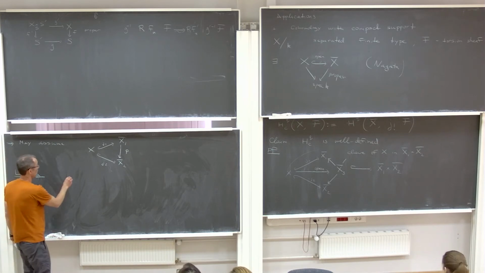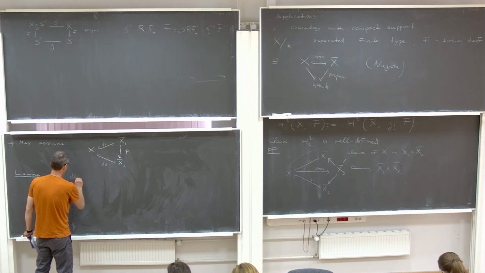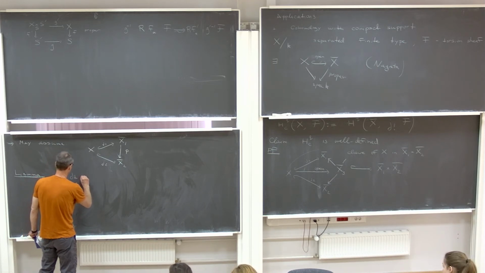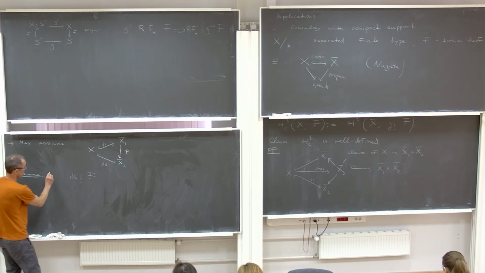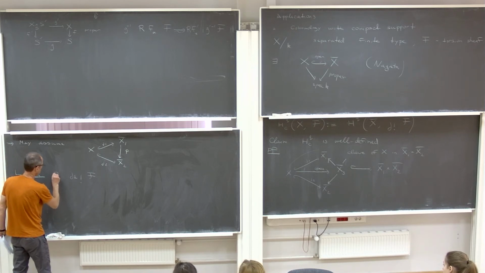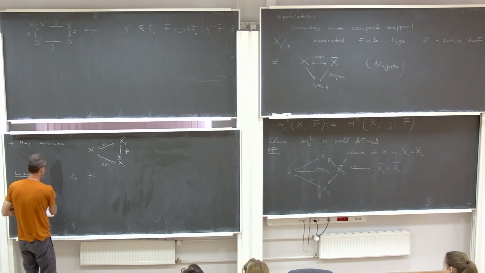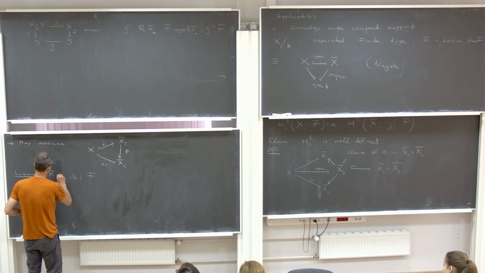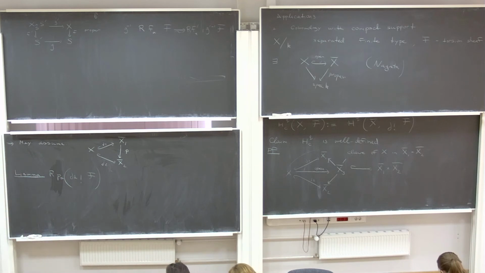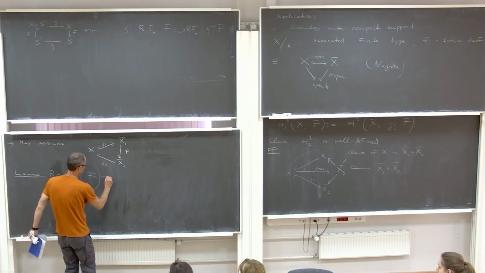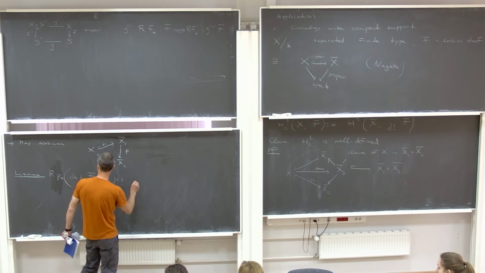So let's take J1 lower shriek of F, and let's take its R P lower star of this. My claim is that what you get is J2 lower shriek of F.